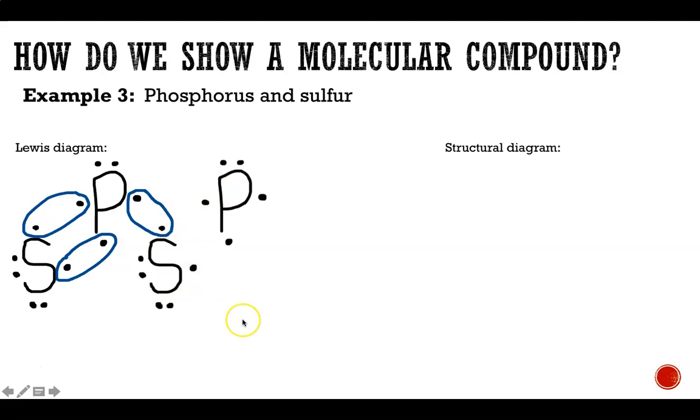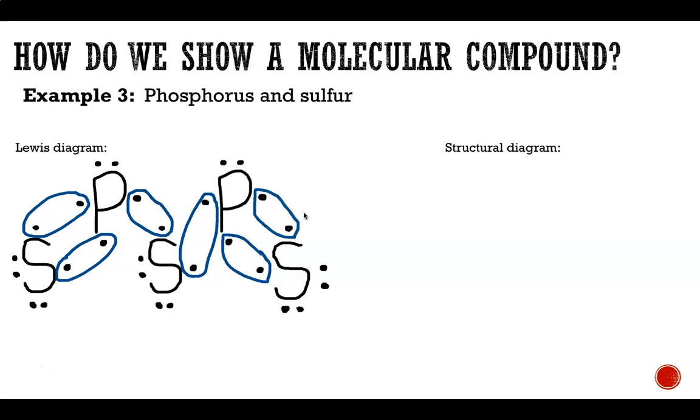We can draw in another bond. Almost there. Phosphorus isn't quite happy. Let's add one more sulfur. And there we go. So if you're double checking your answer, you want to look around and make sure that there's not one electron all by itself, that everything has been bonded and is sharing with another element here, and that each element, if you were to count up the electrons, has 8 around it.